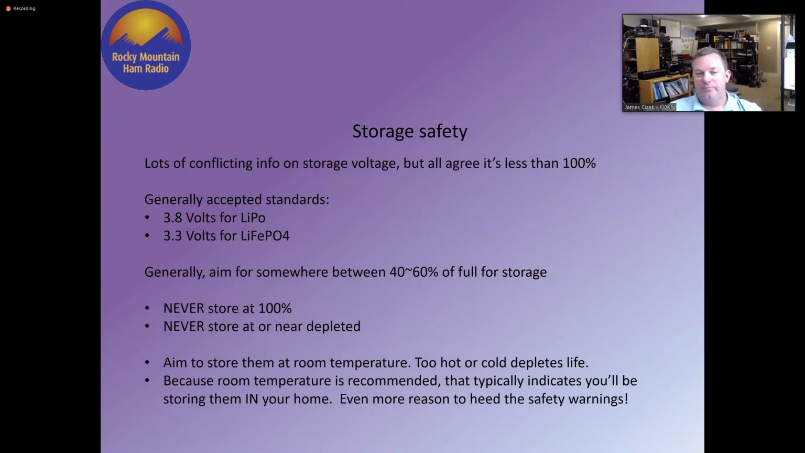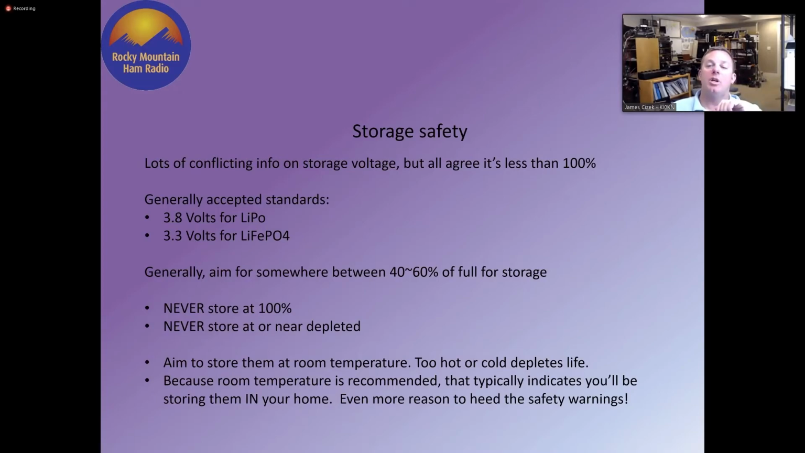Storage. There used to be a lot of conflicting data on what the best storage rate for the cells is. There are some generally accepted standards. Battery manufacturers are getting much better at printing the recommended storage level or voltage for a cell. But roughly, you're going to find that LiPo is 3.8 volts, LiFePO4 3.3 volts. If you aim for somewhere between 40 to 60% of full charge for your pack, you're going to extend the life of your pack significantly. Don't store them full, don't store them empty.